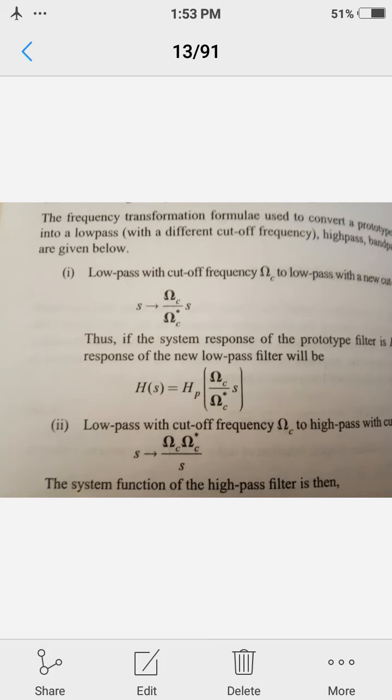This is the process. In the digital frequency transformation, the analog prototype filter is first transformed to the digital domain, to have a system function HP(z). Then by using the frequency transformation, it can be converted into the desired digital filter. So let us discuss the analog frequency transformation. This analog frequency transformation formula is used to convert a prototype low pass filter into a low pass filter with a different cutoff frequency, or to a high pass filter, or to a band pass filter, or to a band stop filter. How it can be converted, we will be discussing below.